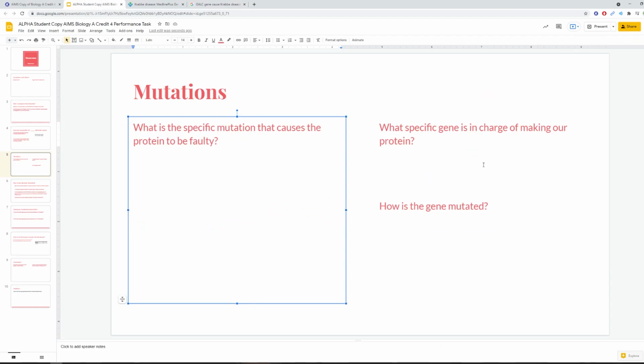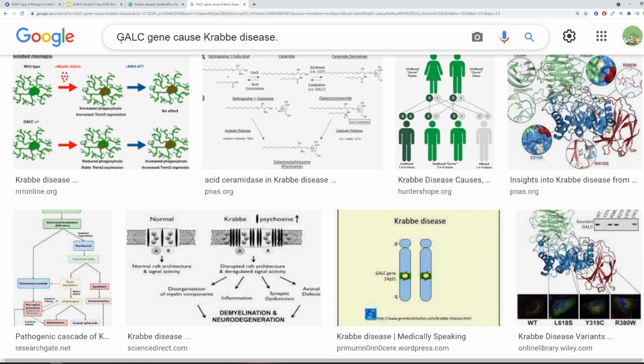From there, our fifth slide, we're just going to get in more detail. So we may need to research this specific gene to help us understand exactly what went wrong. Where in the gene sequence or in the allele sequences are we having an error?